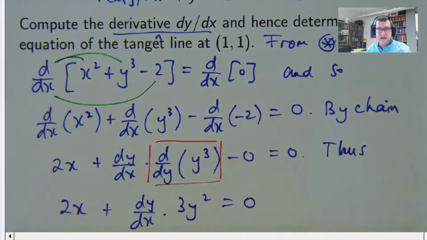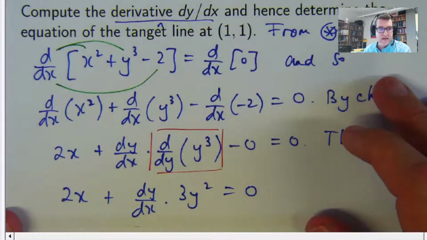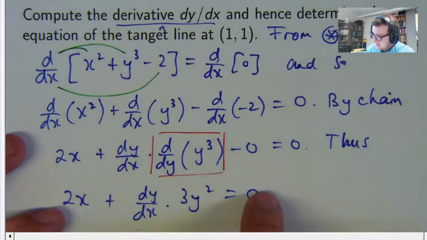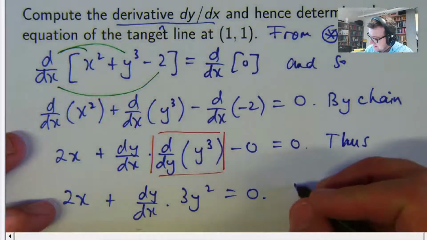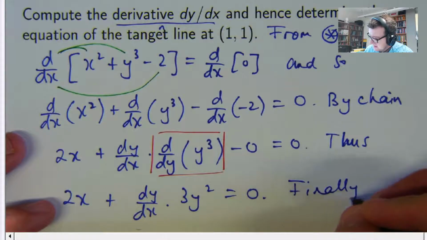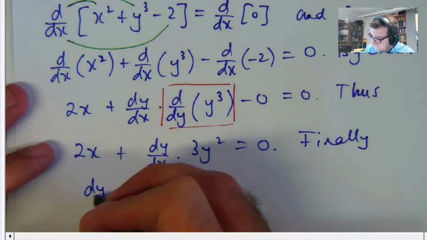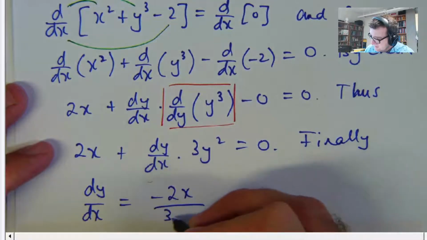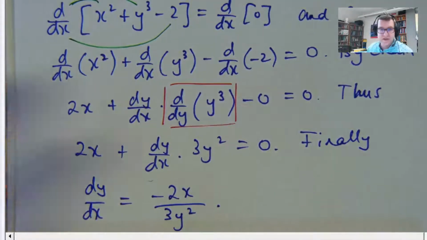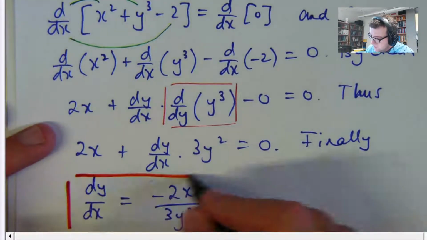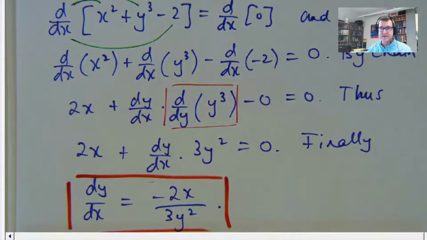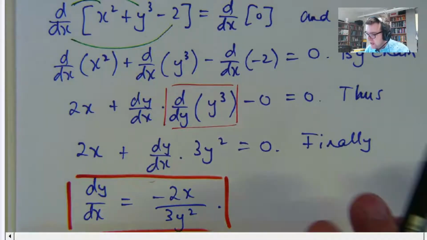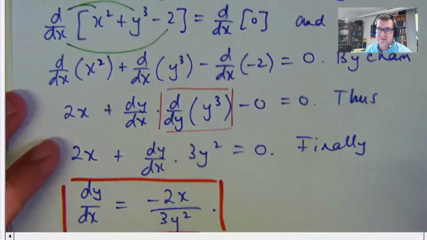The last step: rearrange everything and make dy dx the subject. So bring that over there and then divide that through. It's going to be negative 2x all over 3y squared. Now look, you can see that the derivative has both x and y in it, in this case. So that's the first part of the question. We used the chain rule, and we differentiated both sides.